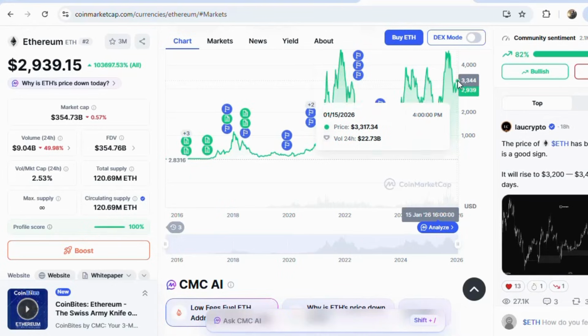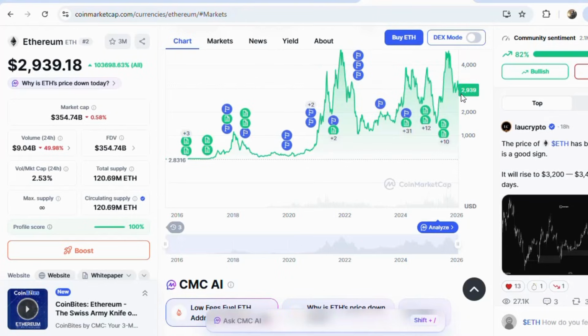I think that explains why it came all the way from 3344 to where it is now, 2939. So particularly if you're a trader, this is very important for you. It was 2938 at the beginning of this class. It went to 2940. Now it's back to 2938. It's just fluctuating, but generally it is going down.